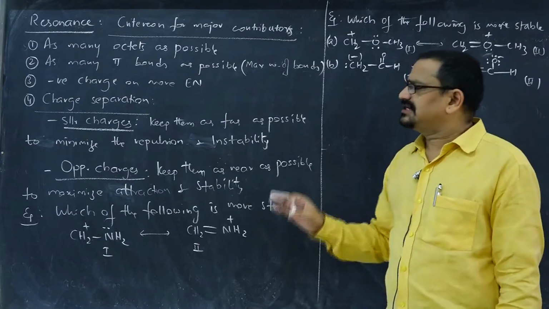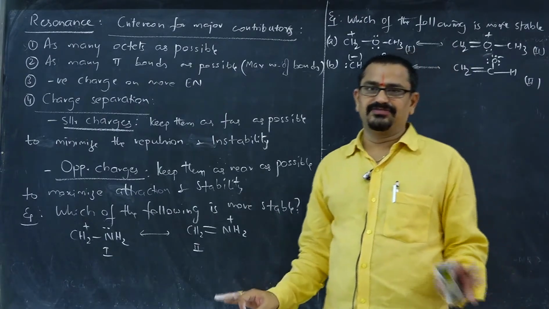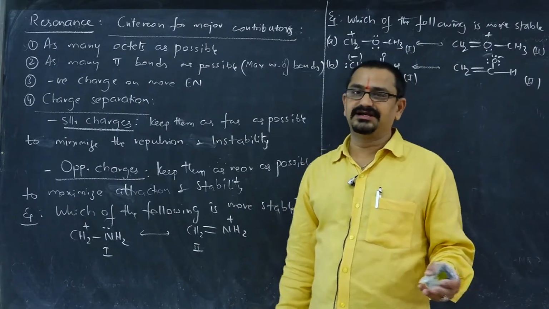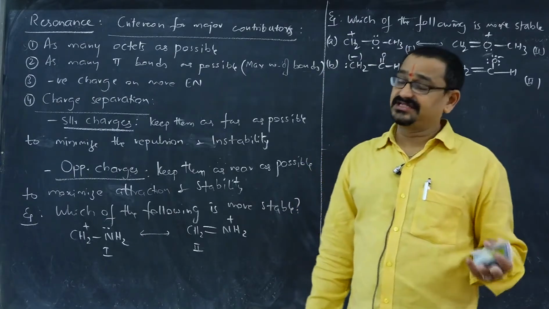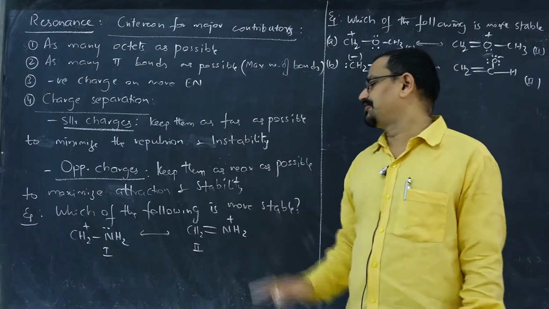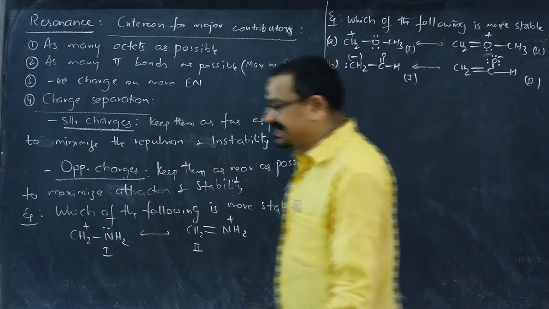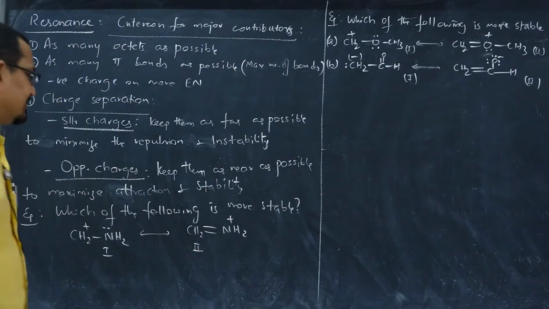So usually charge distribution should be less actually. Less the charge distribution, more is the stability. If at all the structures are having charge distribution, then these are the points to be followed. Now let us illustrate these points with some examples.